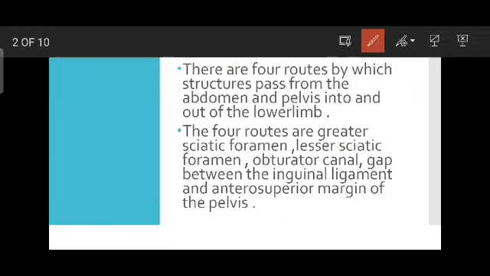What does it mean, into and out of the lower limb? Into means which enters the lower limb. Out means which leaves the lower limb. If you consider an artery, it enters the lower limb from the abdomen. When you consider a vein, it leaves the lower limb and enters into the abdomen.